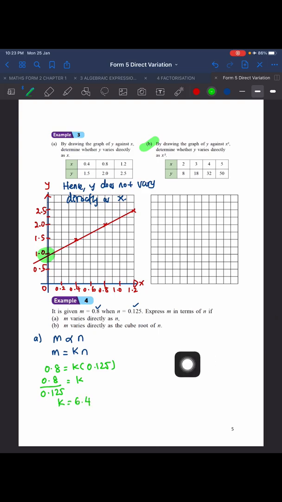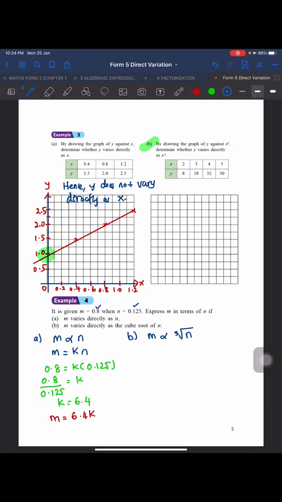So when we get the value of k, we just substitute it into the equation. So the final answer is m equals 6.4n. Okay, clear? It's quite simple, right? Next, B. m varies directly as the cube root of n. So we know that the cube root of n is what we use with k.